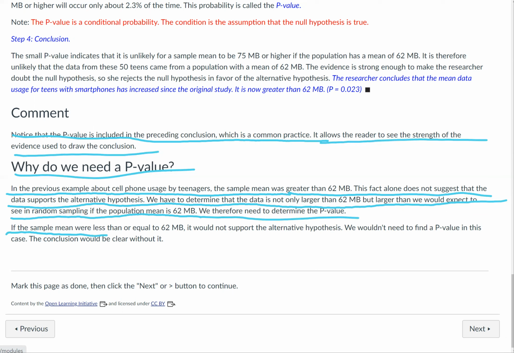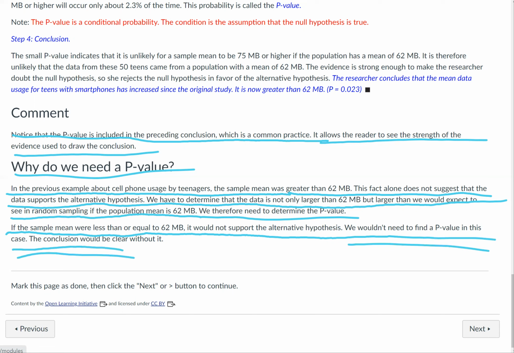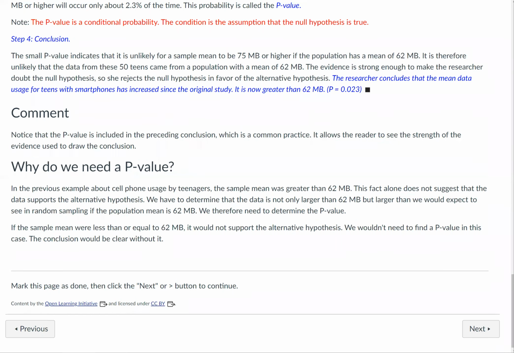If the sample mean were less than or equal to 62 megabytes, it would not support the alternative hypothesis. We would not need to find a p-value in this case. The conclusion would be clear without it. Because if the sample you took had a mean data usage less than 62, then it contradicts the alternative hypothesis, because the alternative hypothesis said that the average teenager is using more than the old thought of 62 megabytes.